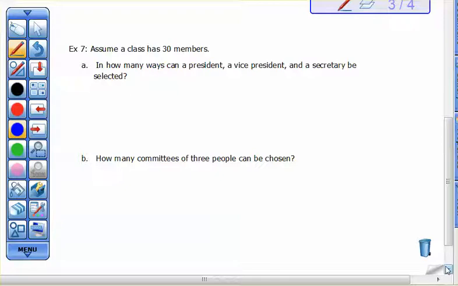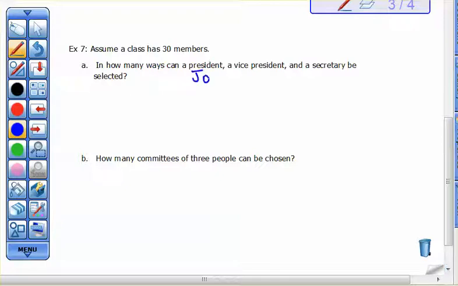So in this example, it says, assume a class has 30 members. In how many ways can a president, a vice president, and a secretary be selected? Let's think about that for a second. Is that a combination or is that a permutation? We're talking about a president, a vice president, and a secretary. So is the order or the arrangement of people important?